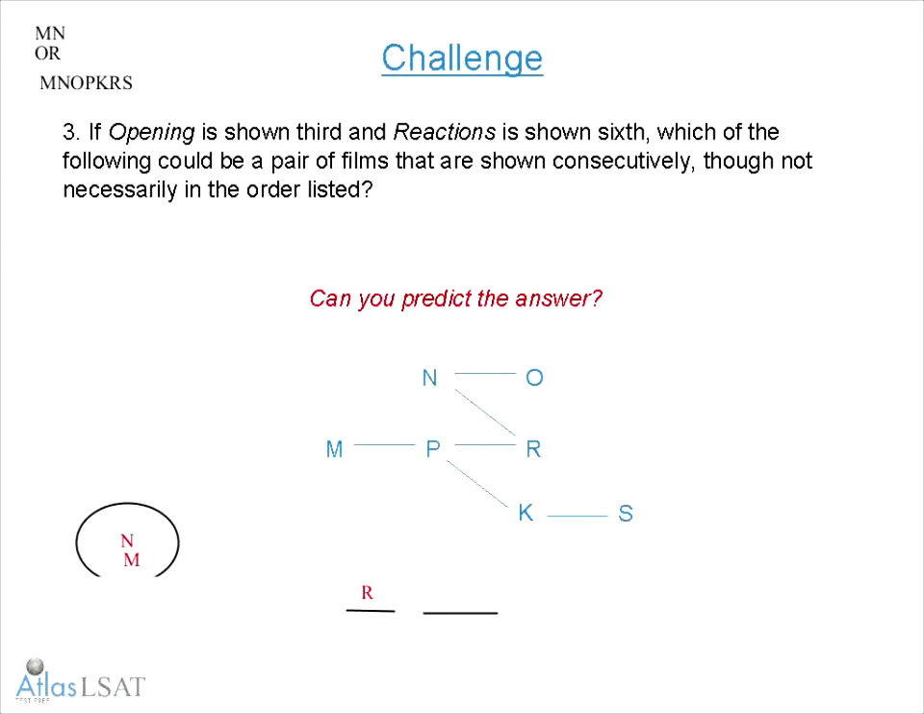Well, let's consider a similar approach to the one we took last time. We know that O cannot come after the R because O is third. We know it's not going to be N or M, right? We know it can't be P because P comes before R. Could it be K? Could K be the letter that comes after R? What do you guys think? Yes or no?